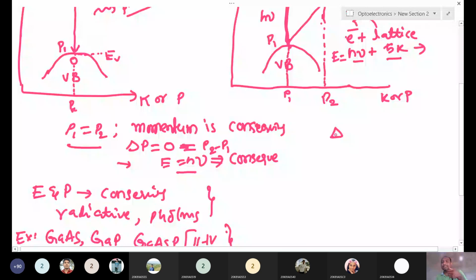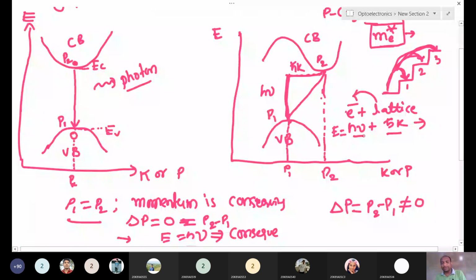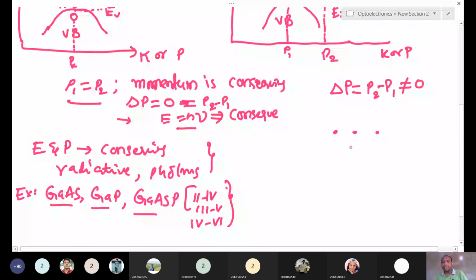So here, before and after the transition, the momentum or wave vector of the electron is different. That's why delta P is not equal to 0: P1 is different and P2 is different, or K1 is different and K2 is different. This kind of semiconductor is what we call an indirect bandgap semiconductor, where energy is conserved, but momentum is not conserved.